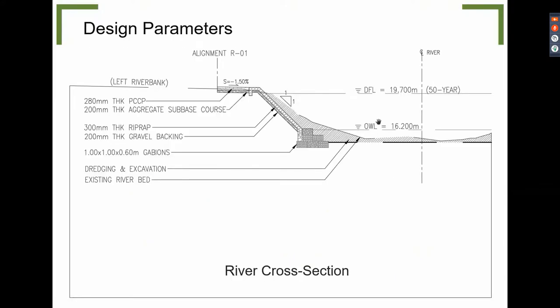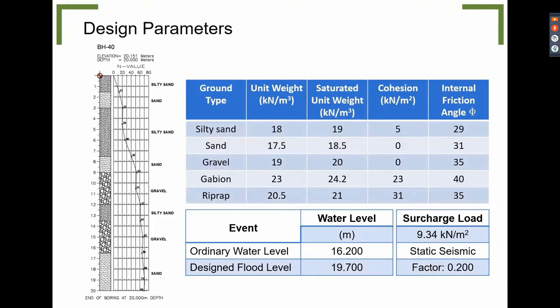So for program demonstration, we will check the stability of this river abutment, and it is a riprap underlain by gravel with a slope of 1:1, and gabions are used at the ordinary water level. So this ground type with corresponding Mohr-Coulomb properties of the soil will be used in the analysis. Stability of gabions and riprap will be calculated with these properties, and design lane load will be applied at the road area for both events of design flood level and ordinary water level.